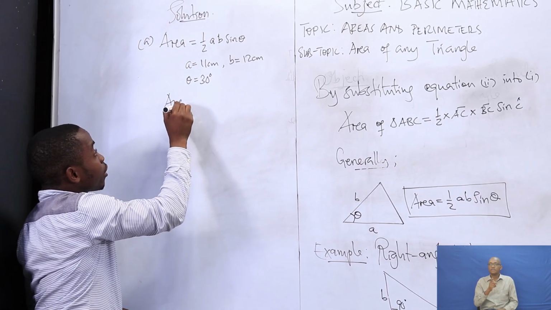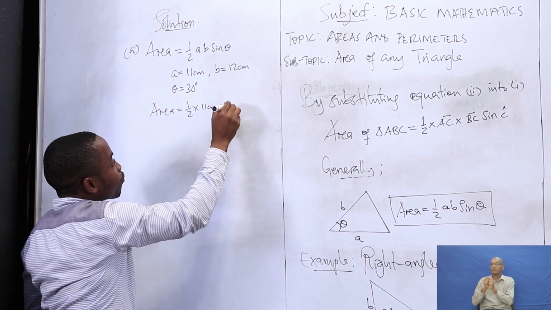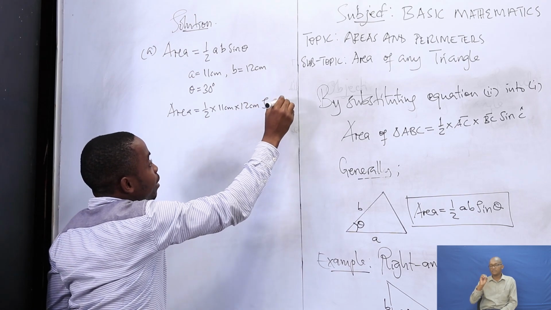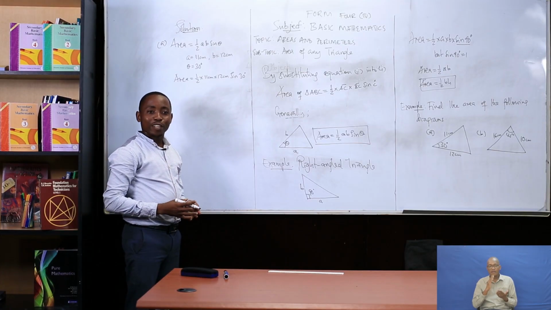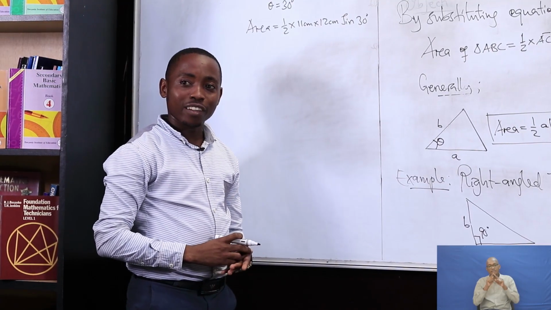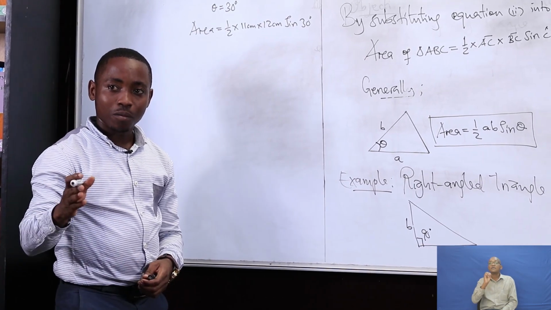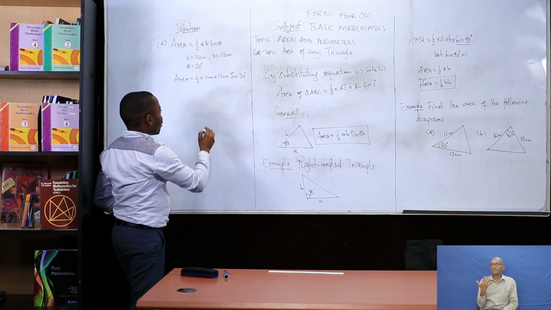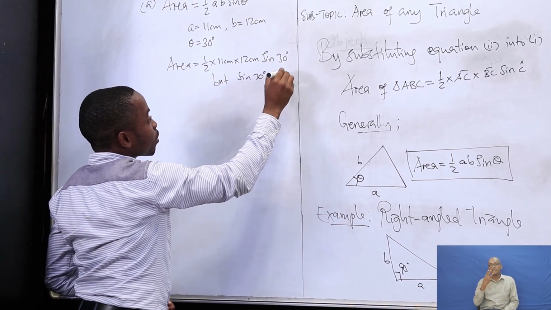Our area will be equal to a half times A, which is 11 centimeter, times 12, which is the value of B, and the sine of 30 degrees. But we have to know the value of sine 30. On your mathematical table, you may open and read the value of sine 30. Sine 30 is how much? Yes, it is 0.5. So sine 30 degrees equals 0.5.